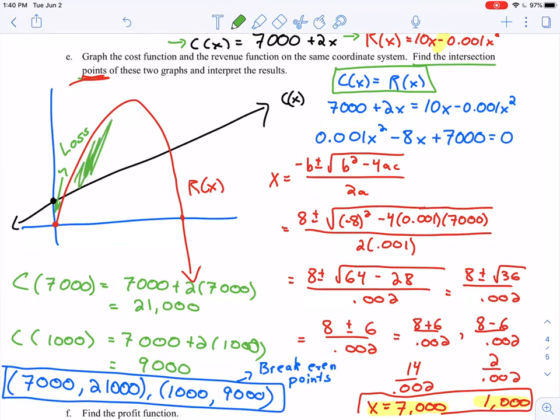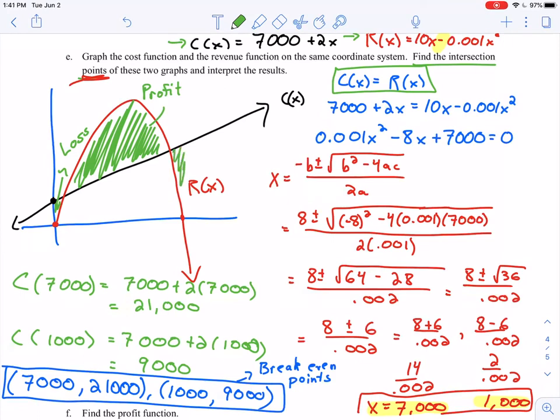Then we've got this big middle ground right here. So what's going on right here? Well, in this case, the revenue function, the red parabola, is higher than the cost function over here, which means I'm making more money than I'm spending. If I'm a business owner, this is good. This means I'm turning a profit right here in this region. So that is where I'd like to be. I'd like to be at a place where my revenue is higher than my cost.